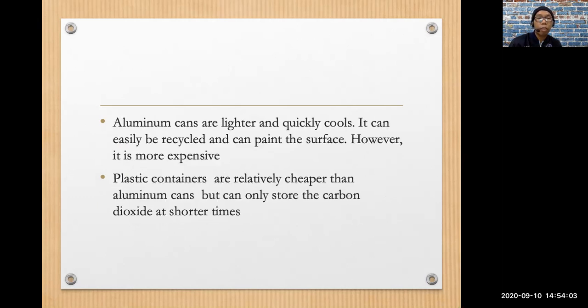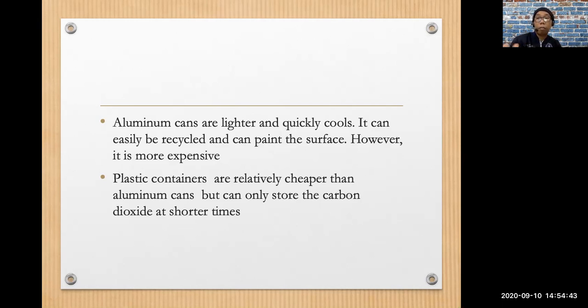Now, for aluminum cans, yung pros niya is lighter and it quickly cools. Kapag nilagay mo sa ref, mas mabilis siyang lumamig, di ba? It can easily be recycled and you can paint the surface. However, it is more expensive. Yung plastic containers naman are relatively cheaper than aluminum cans but can only store the carbon dioxide for shorter times. Tama na banggit ni Cesari, may expiration yung mga ganong plastic bottles. Any more questions?